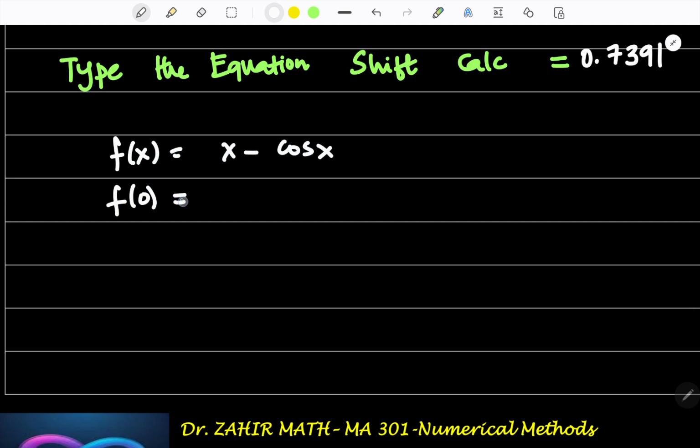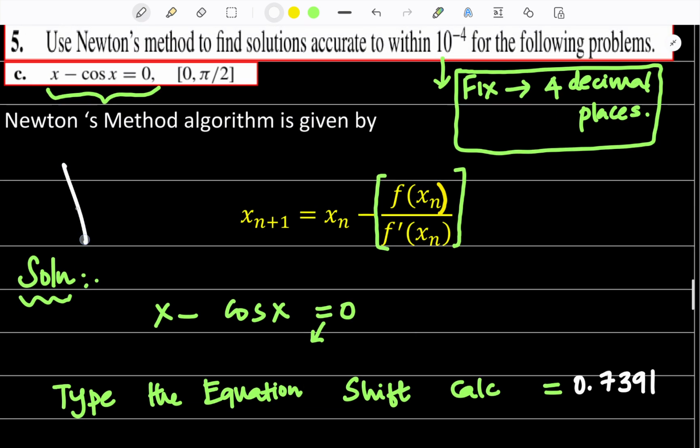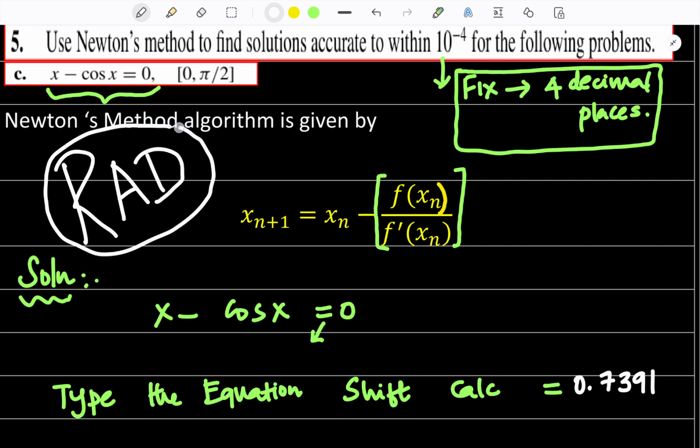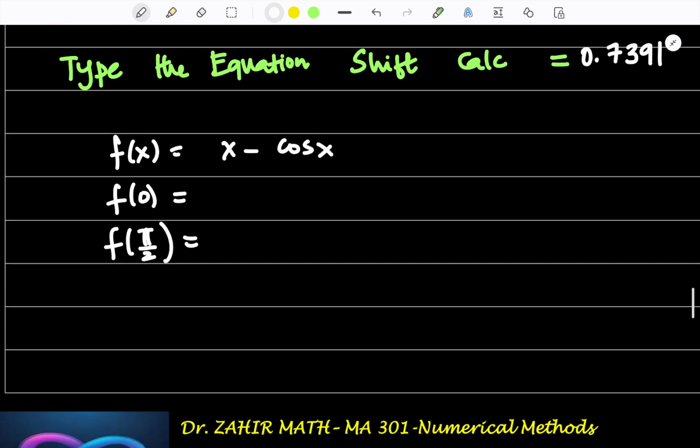Let me find f of 0 and f of pi by 2. So far we worked out all the questions in degree mode, but for this question you have to use radian mode. For all trigonometric equations, sine theta, cosine theta, secant theta, tan theta, all 6 trigonometric ratios, whenever such a question comes you have to use radian mode. Keep it in your mind. So please fix your calculator to radian mode.